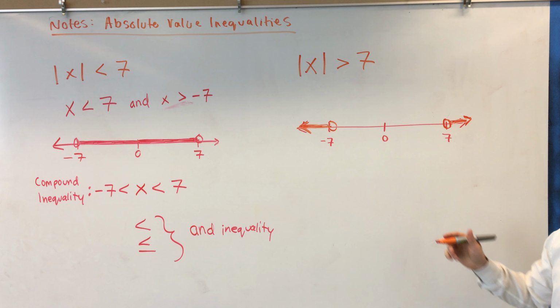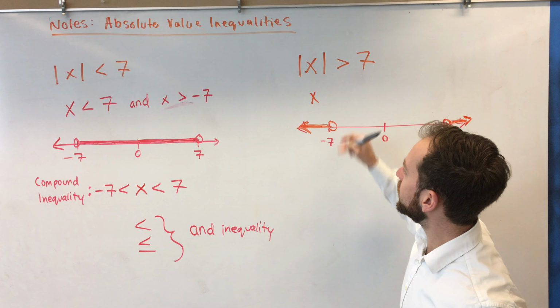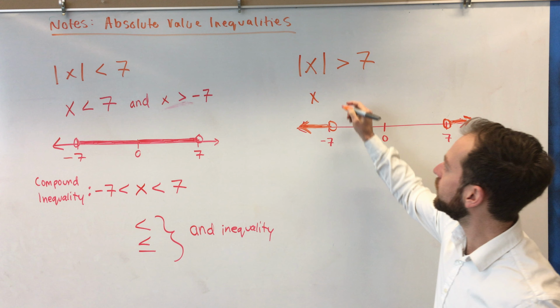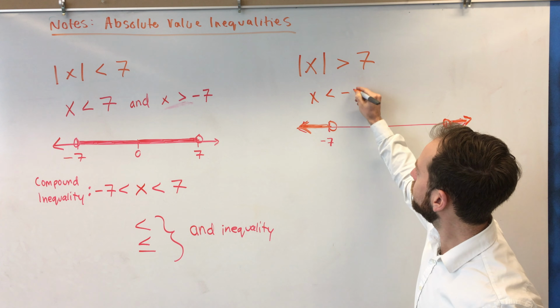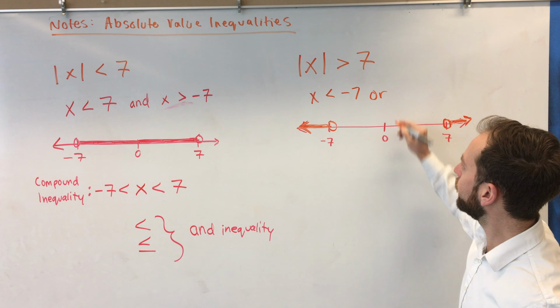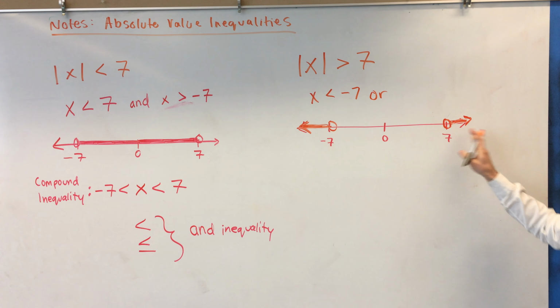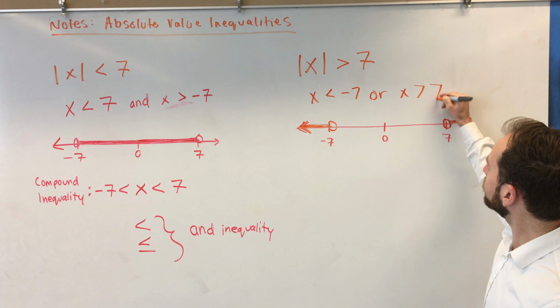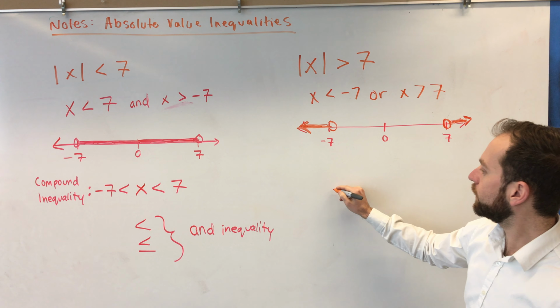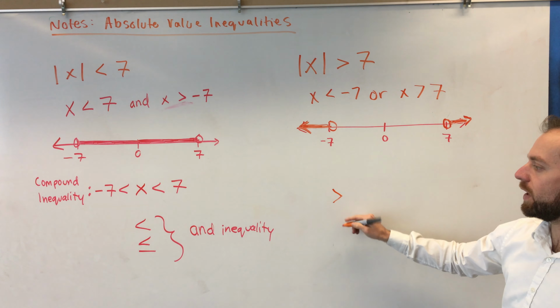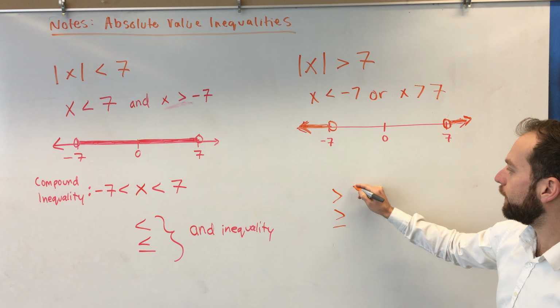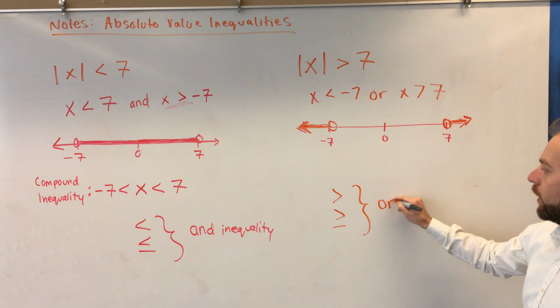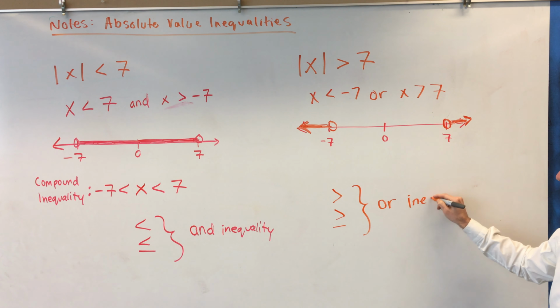So you're going to have x is less than negative 7, or x is greater than positive 7. If you have a greater than sign or a greater than or equal to sign, you're going to have an or statement, or an or inequality.